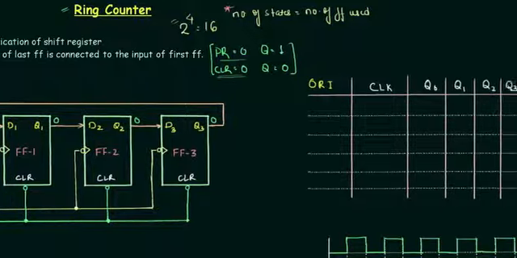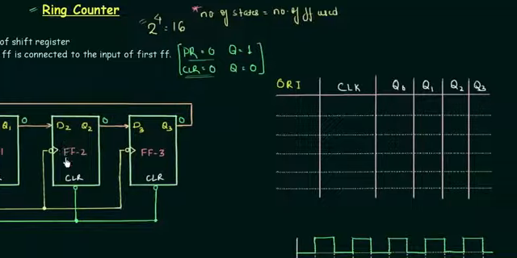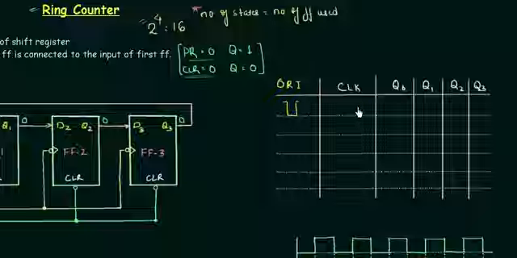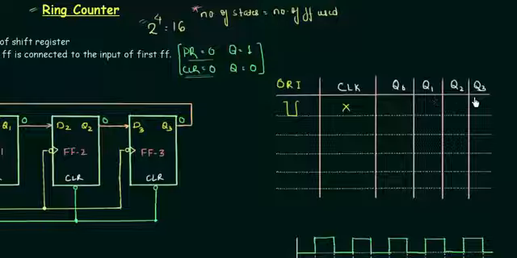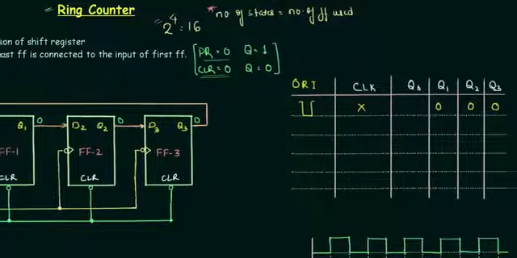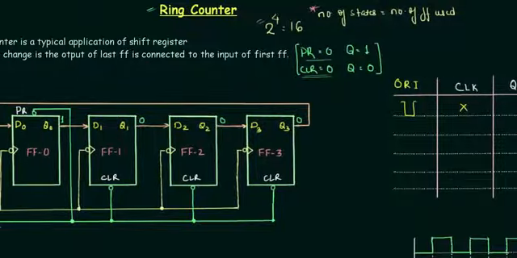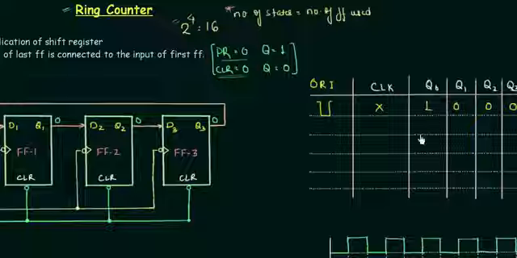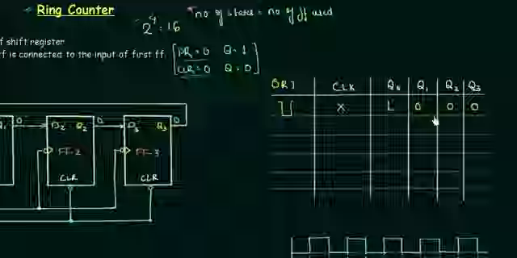And I'm just going to fill my table depending upon the results that we have drawn. The ORI, the overriding input, is given. It is an active low signal, and the clock is don't care; whatever be the value of clock, it is not going to change the outputs Q0, Q1, Q2 or Q3. I have already explained this. Q1 is 0, Q2 is 0, Q3 is 0, and as this ORI is given to the preset for the first flip-flop, we have Q0 as 1. So this is what we have in the first row.